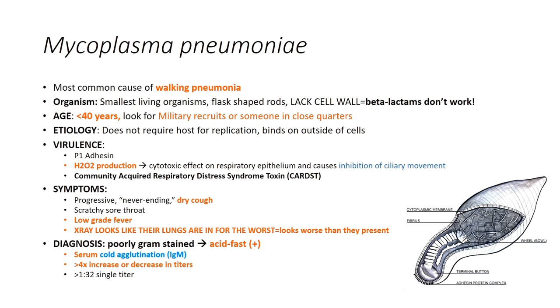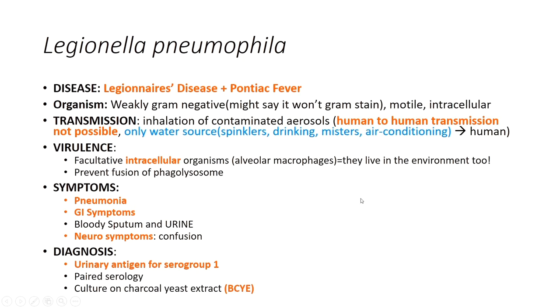It's greater than 4 times increase or decrease in titers, so this is kind of different, depends on what stage they're in. Our titers are pretty much IgM related, and so we have to look for that. And our memory immunity is so short that if it's 3 weeks after they have an infection, it's a 4 times increase in titers. But then 3-4 months after, when we try to look at it, it's going to be a 4 times decrease in titers. So just look for that change.